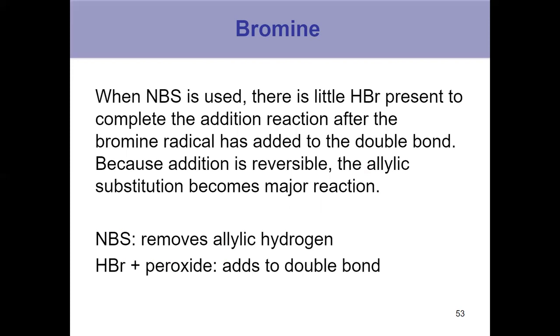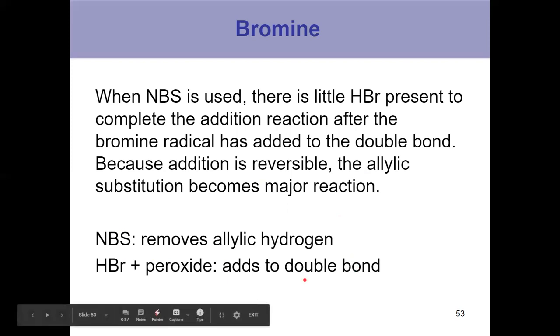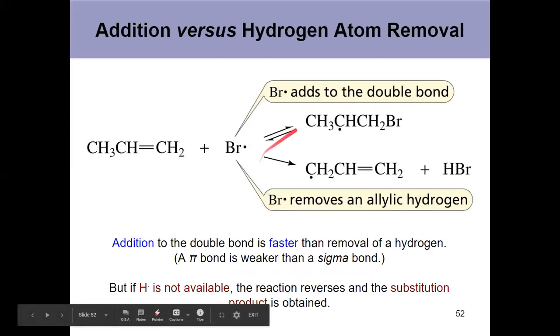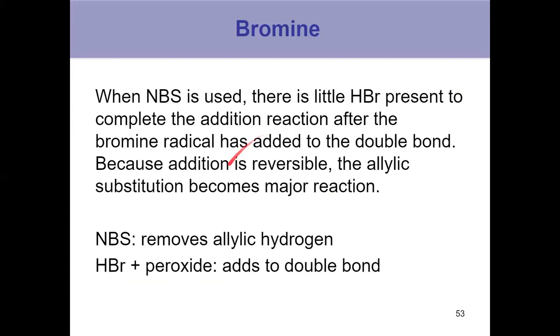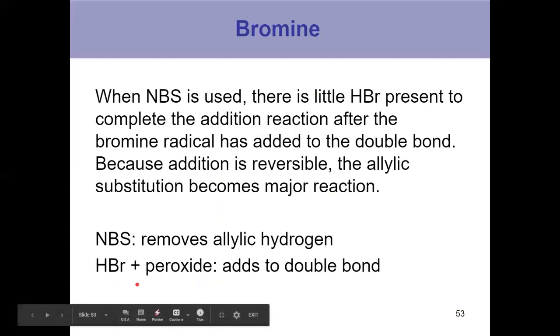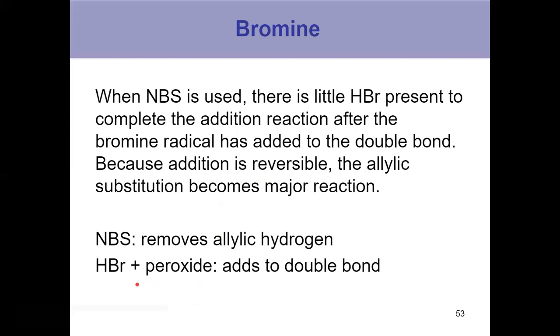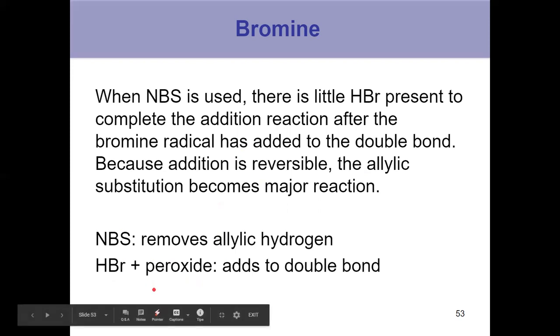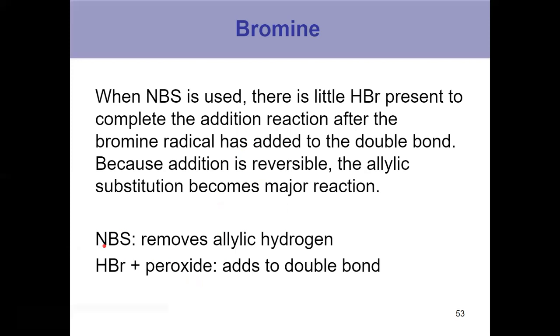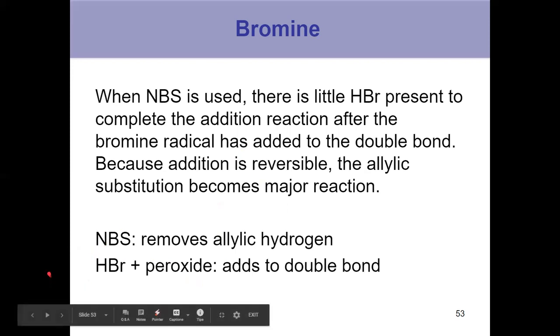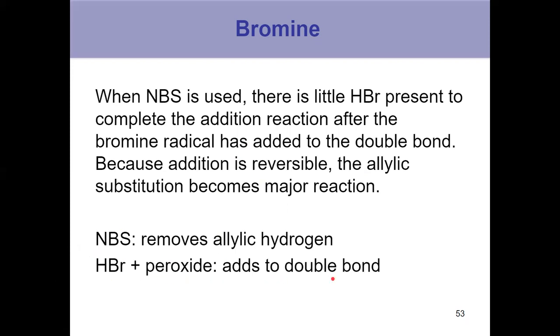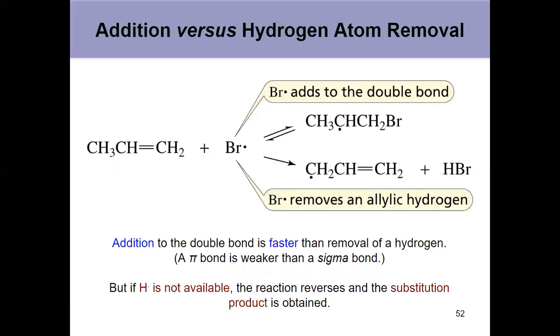Okay, so NBS pulls off the allylic hydrogen, whereas if you wanted to add to the double bond, you can do that reaction, but that's from our previous video, video 3, using HBr and peroxide together. So if you want to do an allyl substitution, you use NBS. If you wanted to brominate in the allyl position doing an addition reaction, then you would use HBr with the peroxide effect. Okay. Lots of information there for NBS.